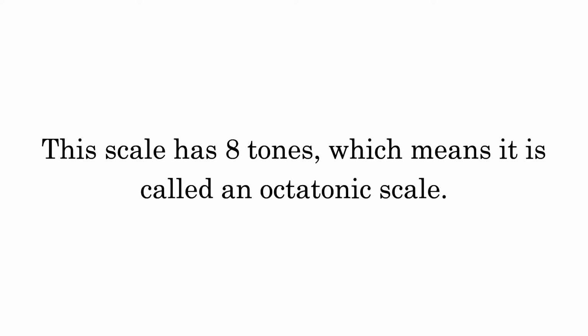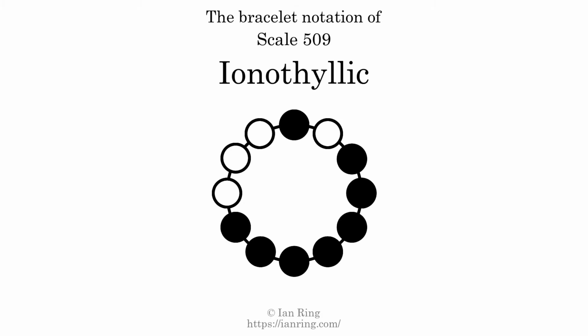This scale has 8 tones, which means it is called an octatonic scale. This is a bracelet notation diagram of scale 509. The shaded circles represent tones that appear in the scale, and they are read clockwise, starting at the top.